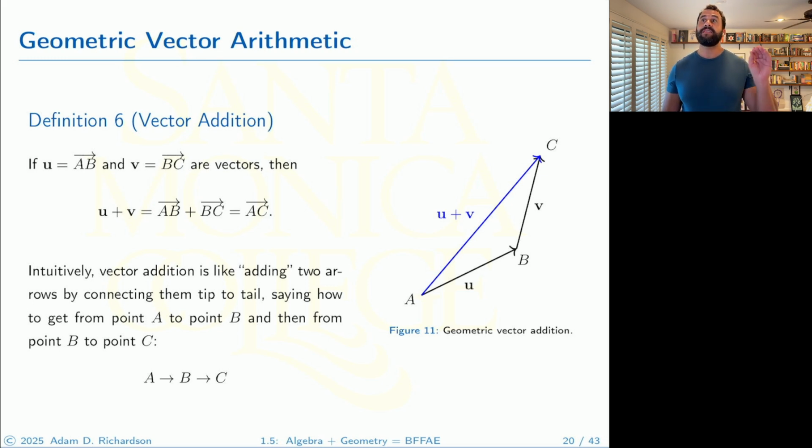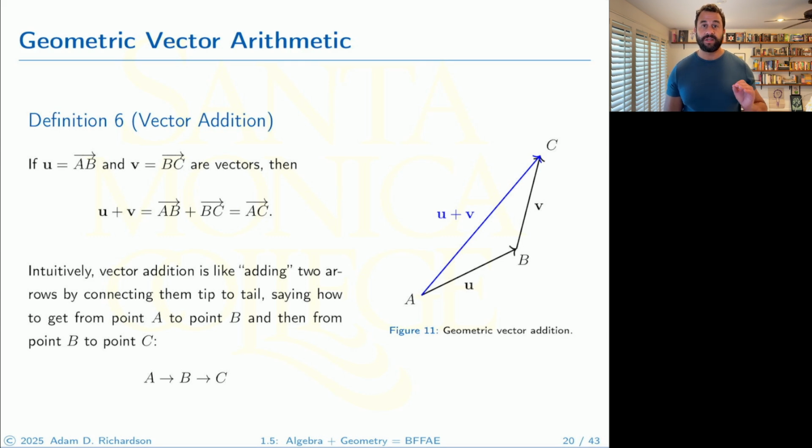Okay. All right, now let's talk about vector addition. So we've got these vectors, we know how to stretch them, we know how to flip them around. Now, how do you add them together? Let's say we have two different vectors, u and v. u goes from A to B, and v goes from B to C. Then the sum of those two vectors, u plus v, is the vector that goes from A to C.